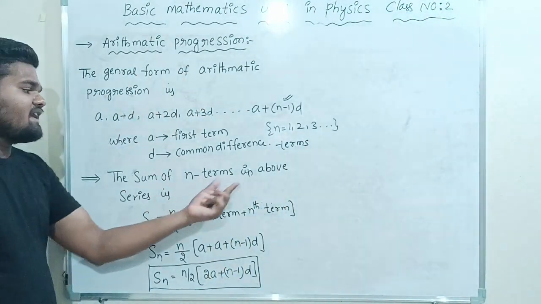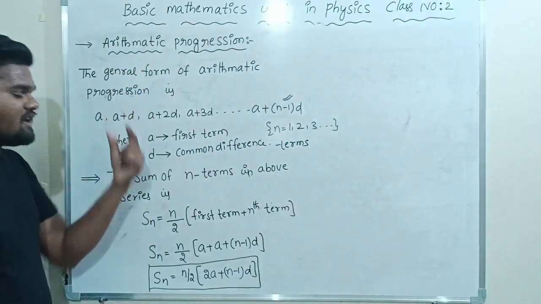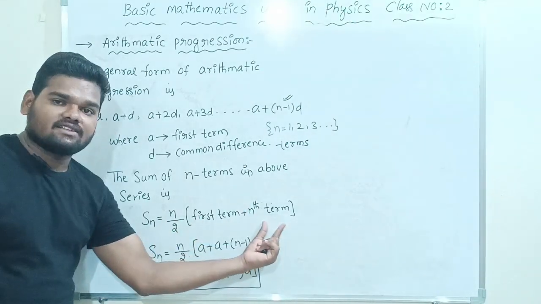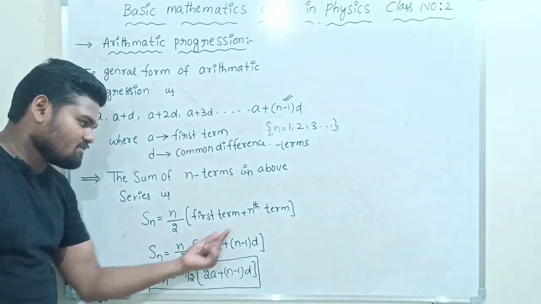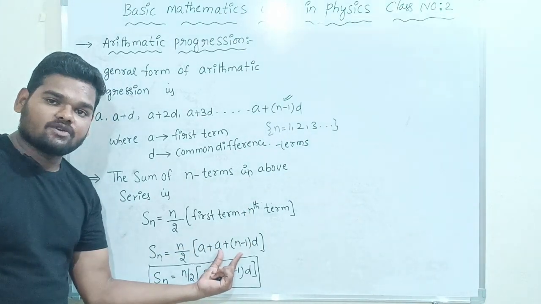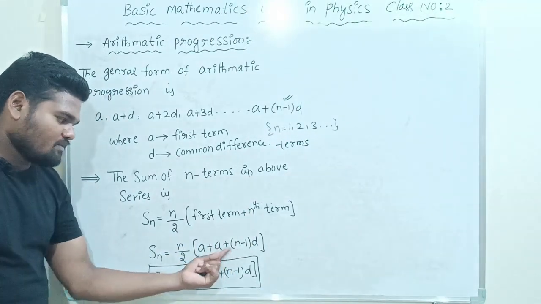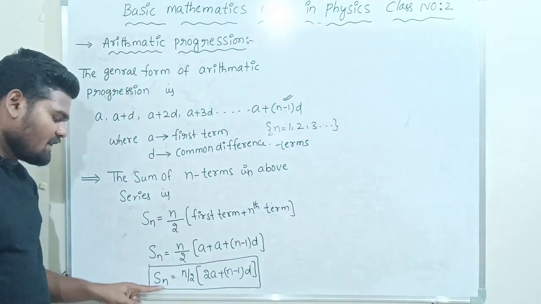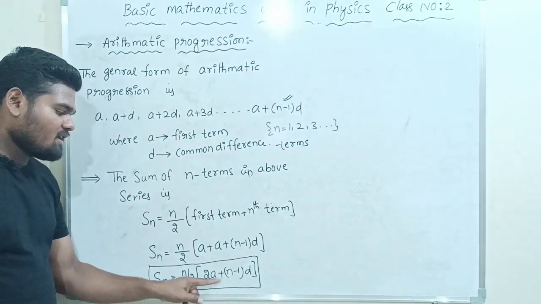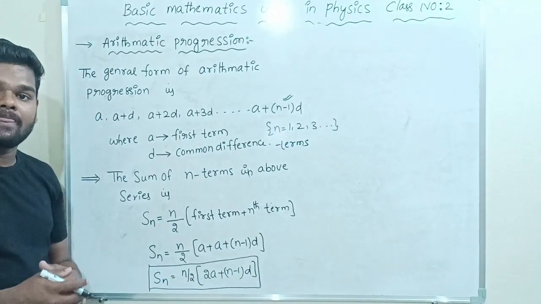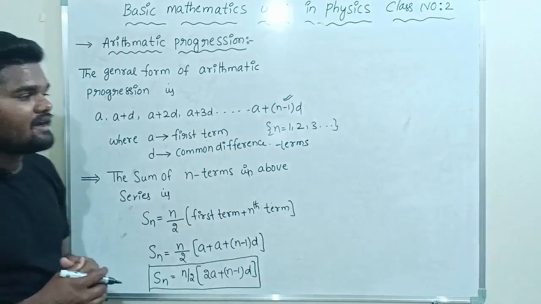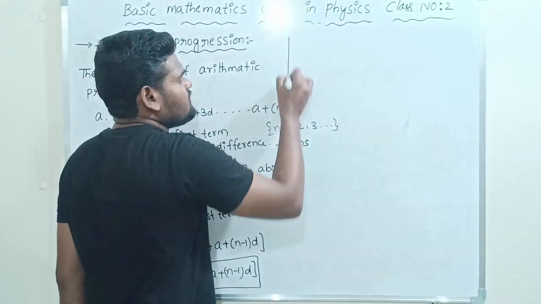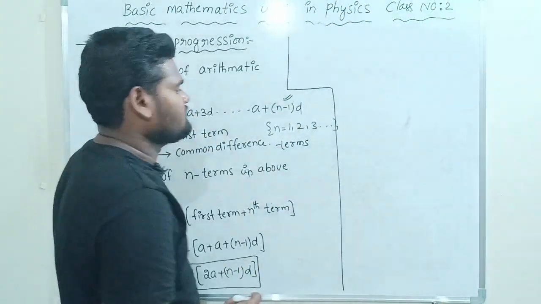Okay, so the sum of n terms in the above series, which series? Arithmetic progression, is Sn is equal to n by 2 into first term plus nth term. What is the first term? a is the first term, and nth term is a plus n minus 1 into d. So a plus a, 2a plus n minus 1 into d. So the sum of n terms in arithmetic progression is given by Sn is equal to n by 2 into 2a plus n minus 1 into d. Is it clear? Any doubts? Write down. Let's solve one example problem on this series.